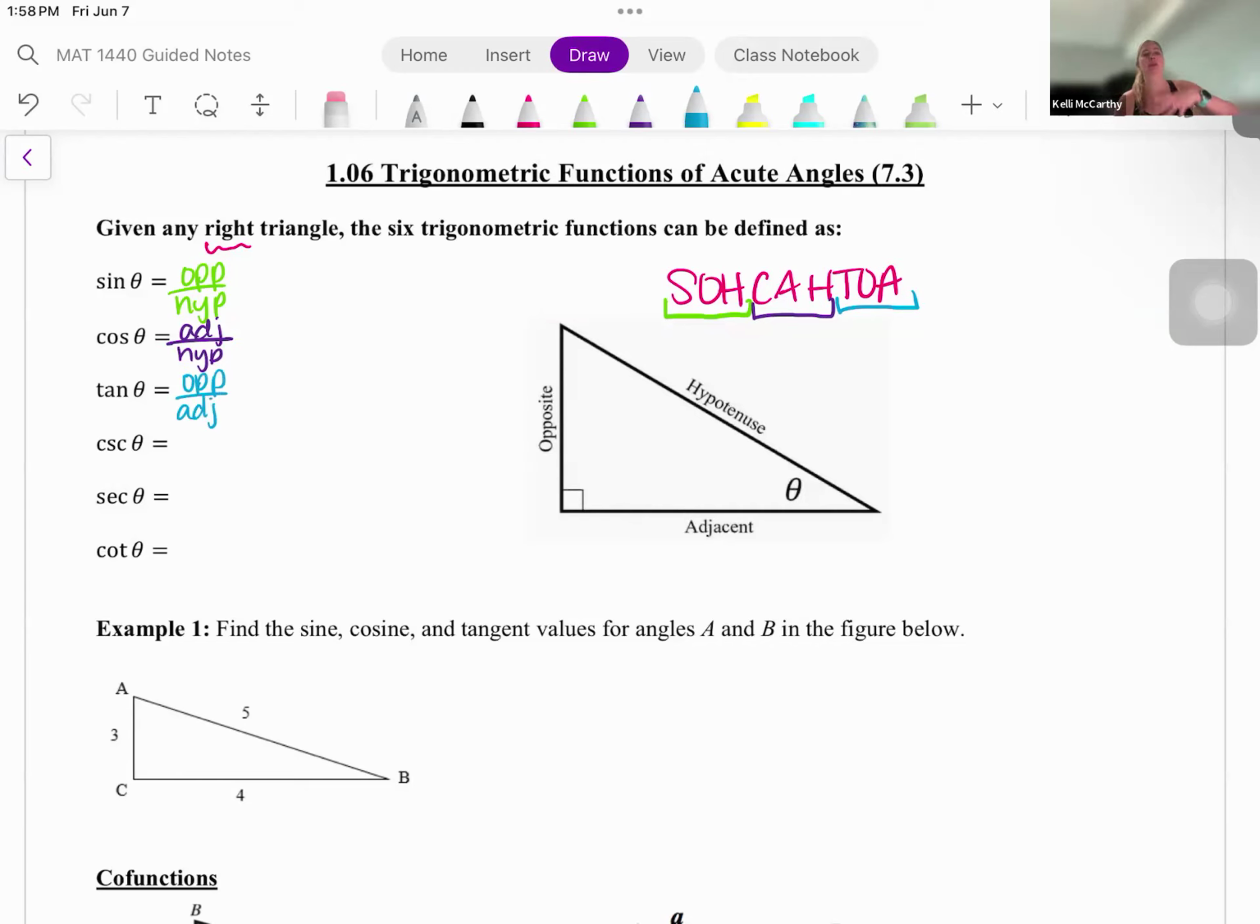So this gives us some new formulas for sine, cosine, and tangent when we're not looking at a triangle specifically built onto a coordinate system. But the reciprocal property still exists. So now cosecant would be hypotenuse over opposite. Secant is going to be hypotenuse over adjacent. And cotangent is going to be adjacent over opposite.